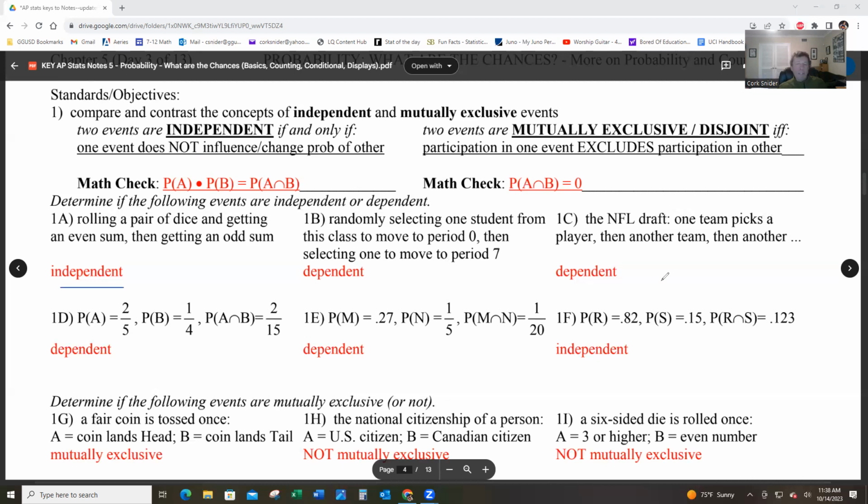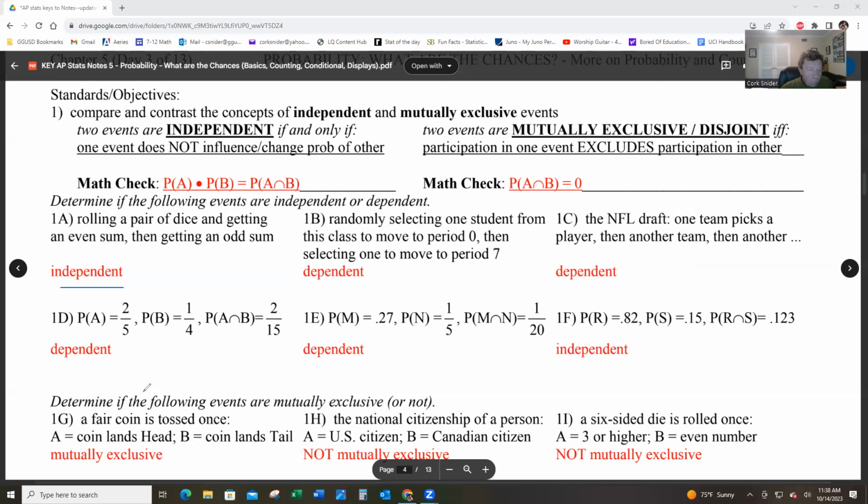The NFL draft is the classic dependent one. Like, who are you going to pick with the 7th pick in the first round? Well, it depends. Obviously, it depends on who has been selected in front of me. A lot of you guys are in fantasy football, so you know the draft picks depend on who is available.